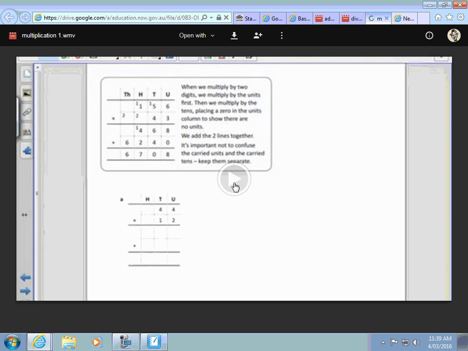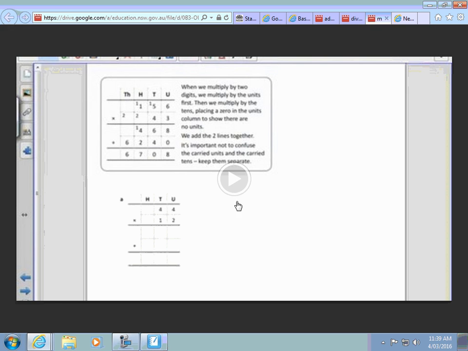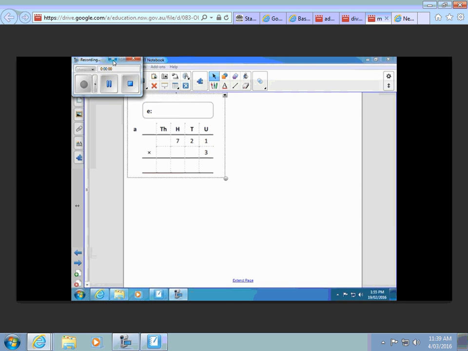Similar thing again, I'll just get Joel to get that going for us. And here we go, so this is the multiplication section of the unit.